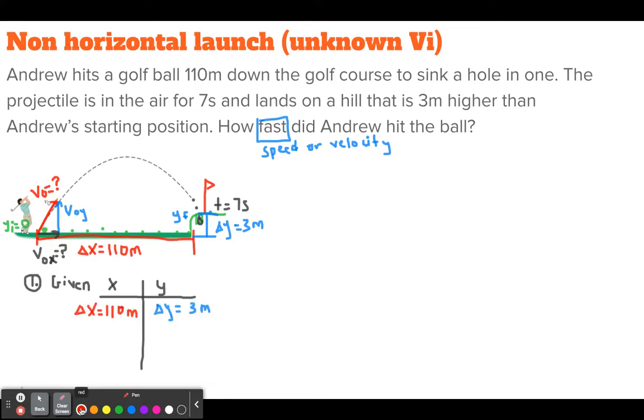What else do we know? Well, we have time in both dimensions, right? Time is the same no matter which dimension we're moving in. So we have a variable for both the x and the y. We know time will be the same in both the x and the y. It's going to be 7 seconds.